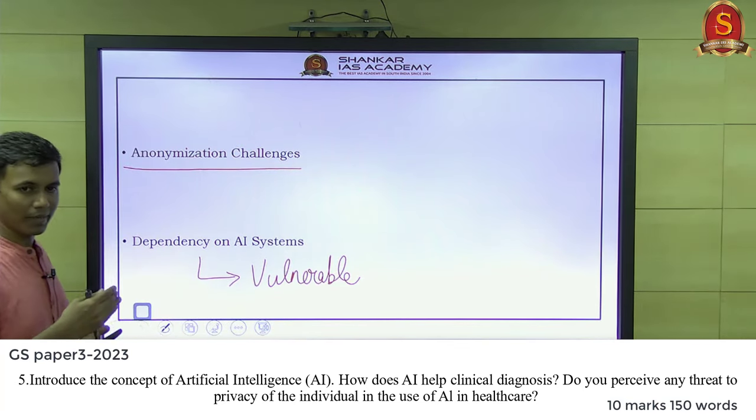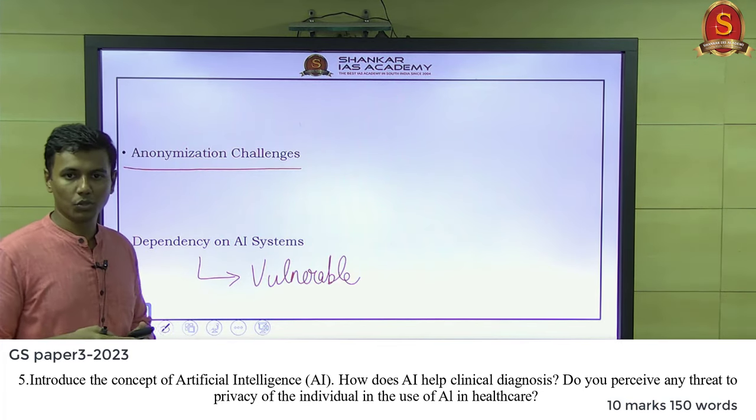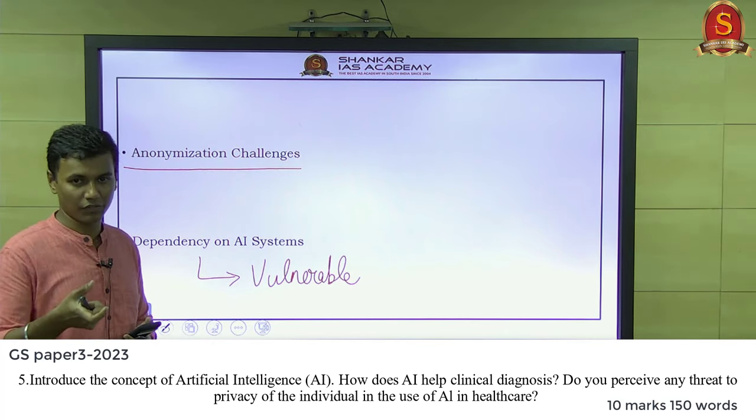And followed by that, you can conclude by saying that the privacy concerns are there, but there should be strict government regulation. And also, the medical agency or the doctor should be able to control what data is fed to the artificial intelligence models.